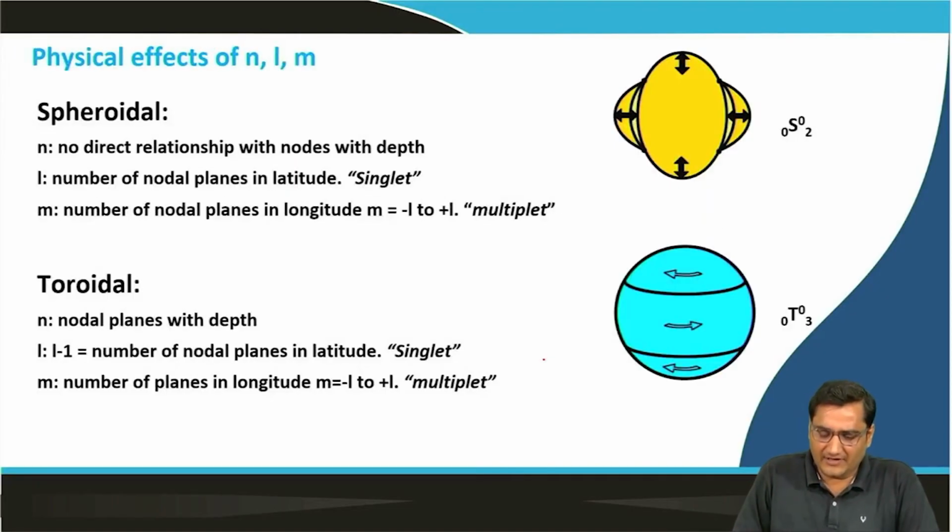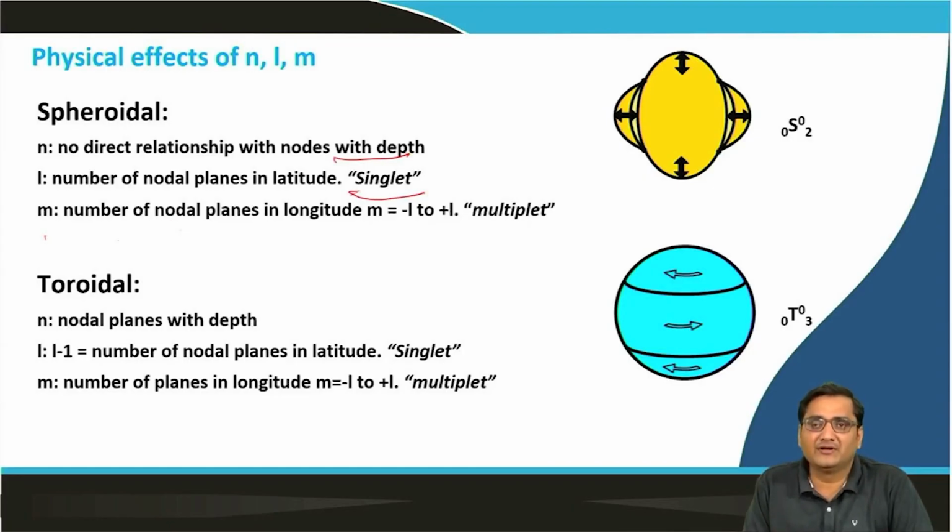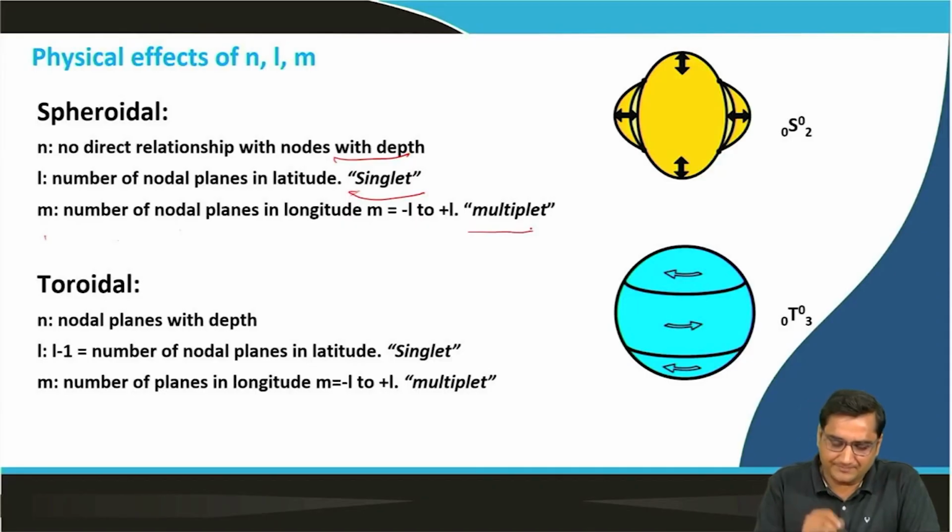What are the physical effects of n, l and m? In the case of the spheroidal mode, n does not have any direct relationship with nodes with depth. l indicates the number of nodal planes in latitude, which are also known as singlets, while m is the number of nodal planes in longitude, which varies between -l to +l. That means the total number of m values is 2l plus 1, and they together are known as a multiplet.